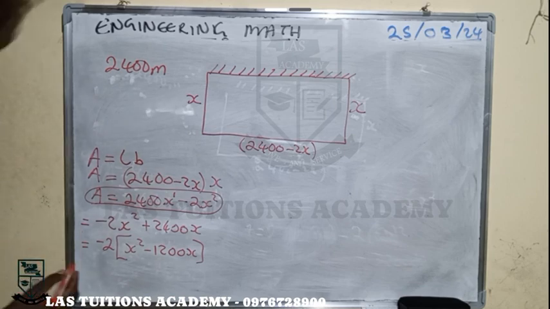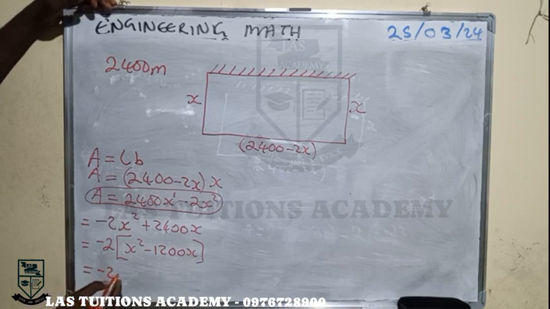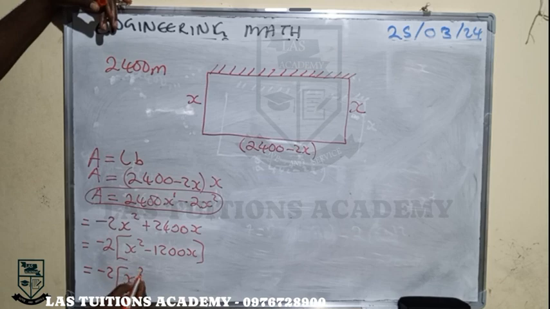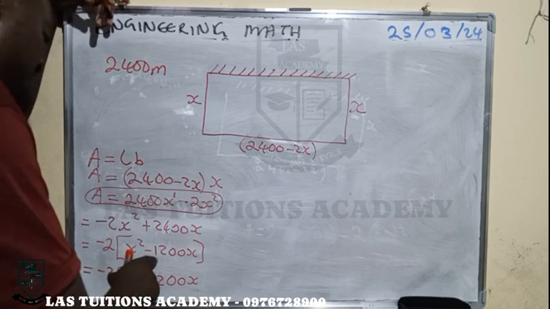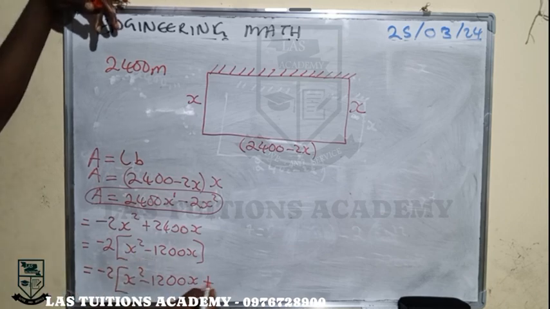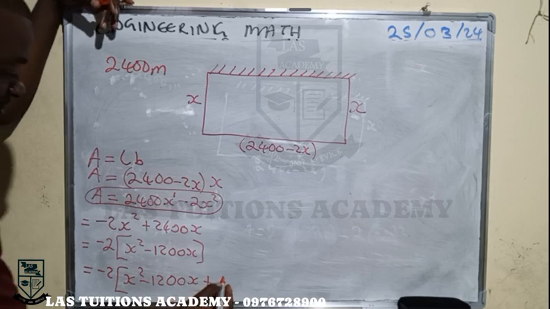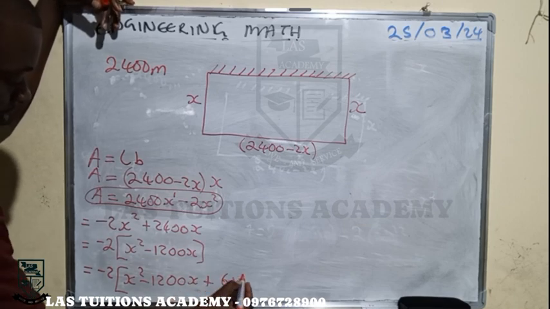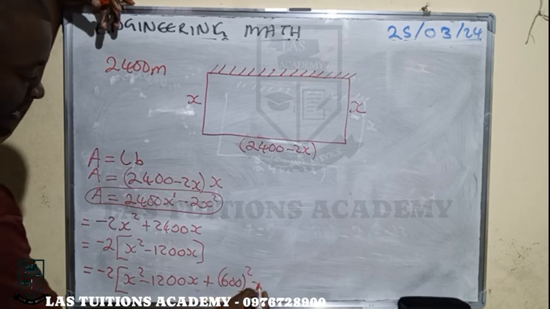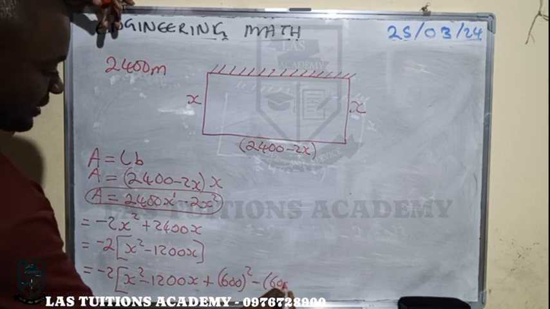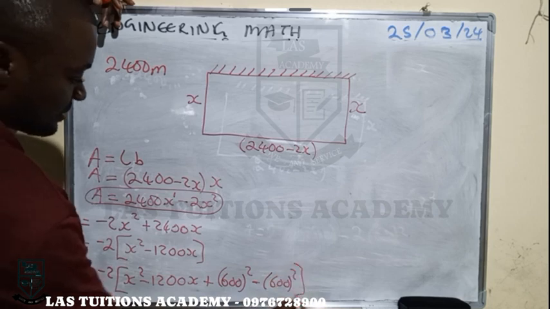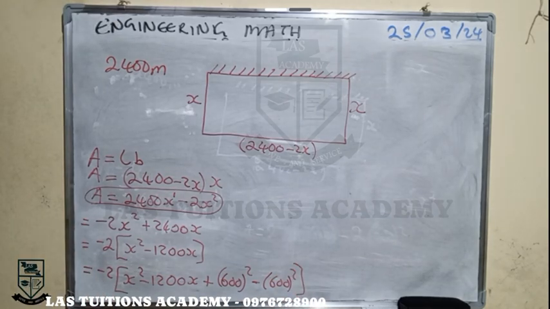So from there, this is going to be negative 2, then we have x squared minus 1,200x. Then here we add half of this. What is half of this? It's 600, squared, isn't it? Yes, sir. Squared, minus 600 squared. That's how we complete the square.